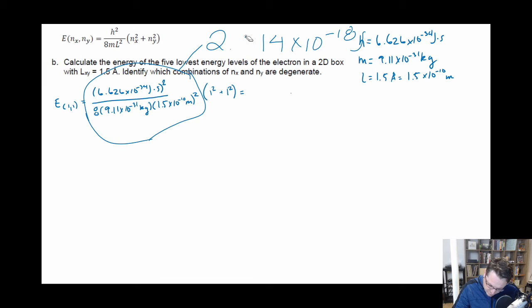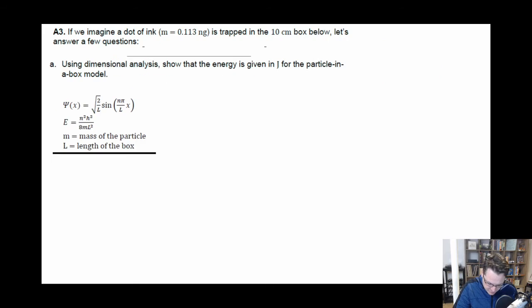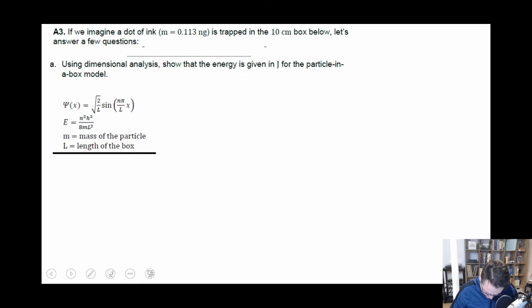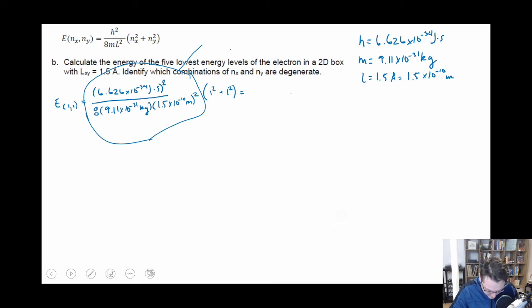Wait a second. So this part right here was wrong, because I still had my calculator set to 6.026 instead of 6.626, right? So this should be 2.677 times 10 to the negative 18 joules.